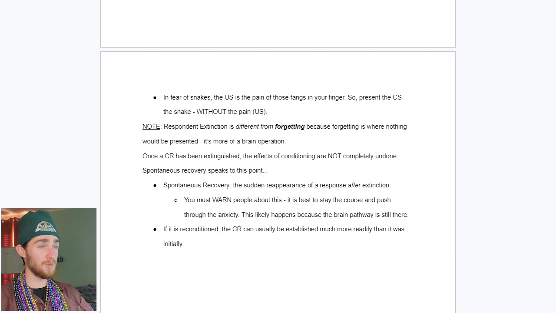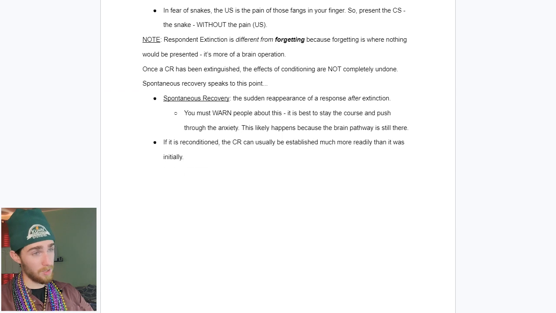Now, once a conditioned response has been extinguished, the effects of conditioning are not completely undone. And spontaneous recovery speaks to this point, all right? Spontaneous recovery is the sudden reappearance of a response after extinction. Now, you do have to warn people about this, because when something gets spontaneously recovered in, let's say, therapy, it's best for them to stay the course and push through the anxiety. Spontaneous recovery happens most likely because the brain pathway is still there. If the response is reconditioned, then the conditioned response can usually be established much more readily than it was initially.